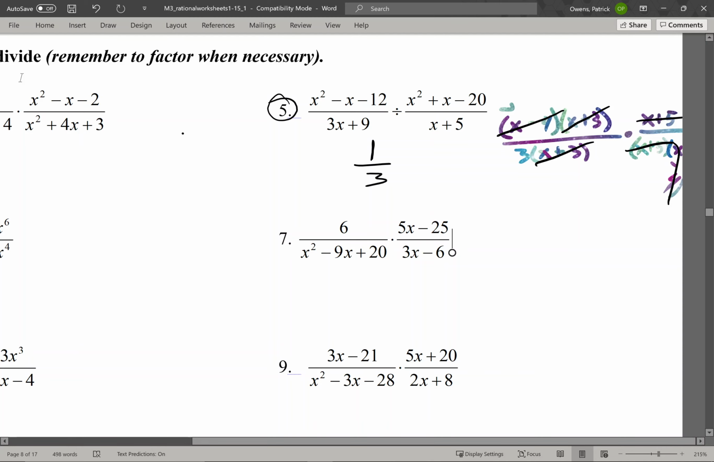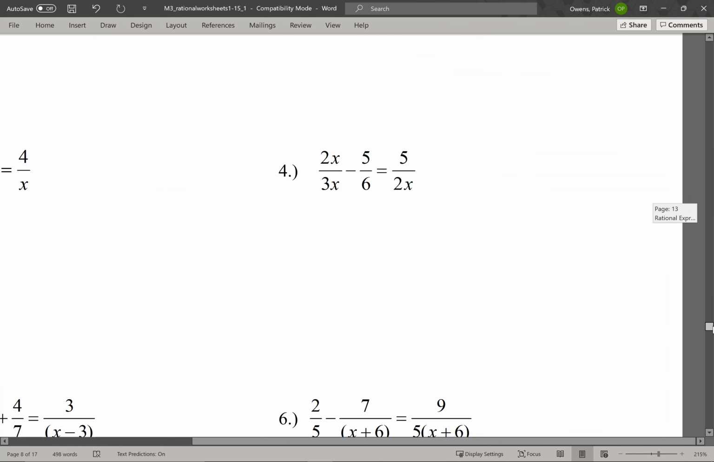Let's take a look at some solving equations while we're here.